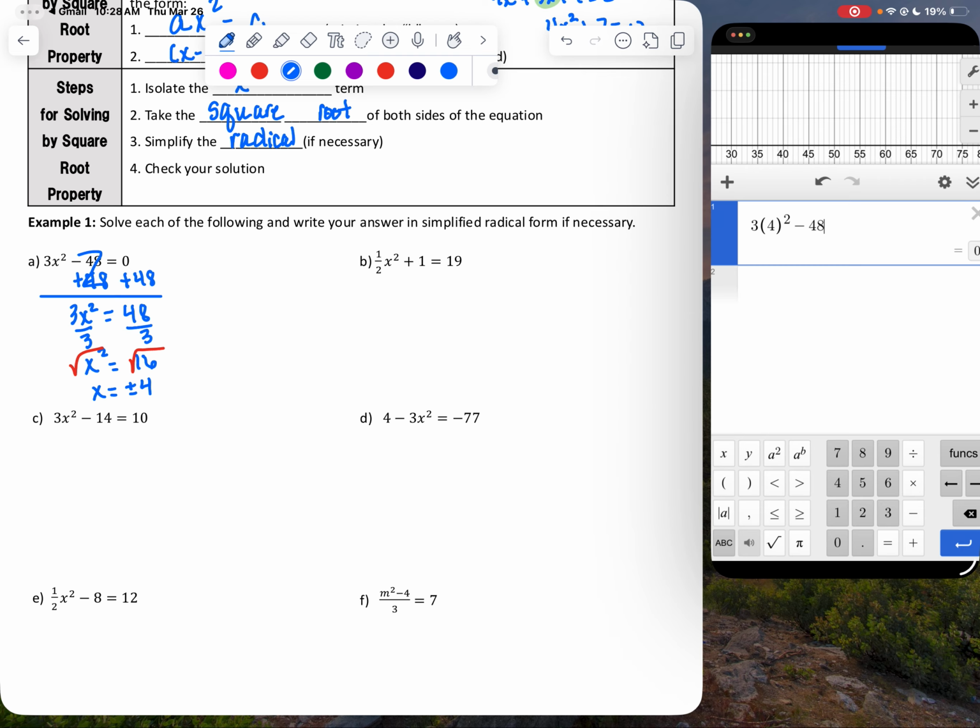Now we need to check negative 4. So put a negative on the 4, and that also equals 0. So our solution checks out, and we can box it in. x equals positive 4, and x equals negative 4.